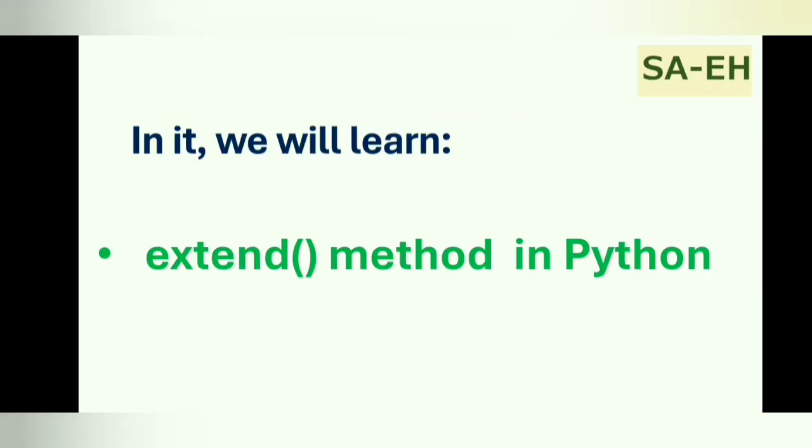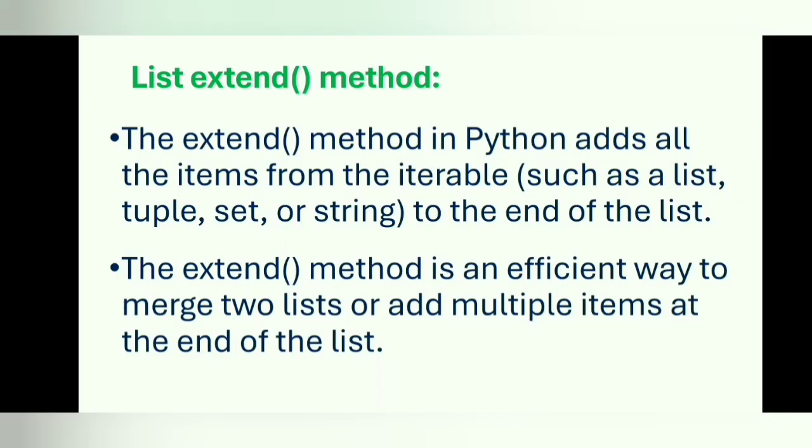In this Python tutorial, we will learn the extend method in Python. The list extend method. The extend method in Python adds all the items from the iterable such as a list, tuple, set or string to the end of the list. The extend method is an efficient way to merge two lists or add multiple items at the end of the list.